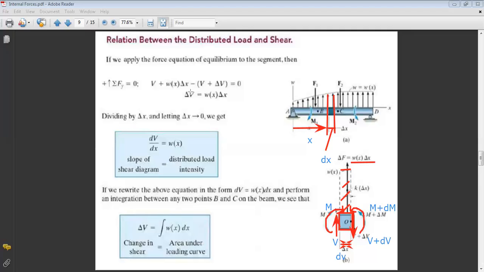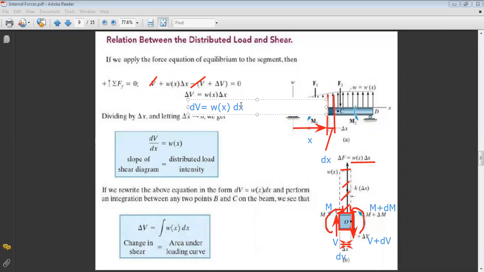So now, if we replace back into this equation, what do you obtain? V and minus V will cancel out. You will obtain that delta V is equal to W(x) delta X. And if I take dx tending to 0, I can write that dV is equal to W(x) dx.